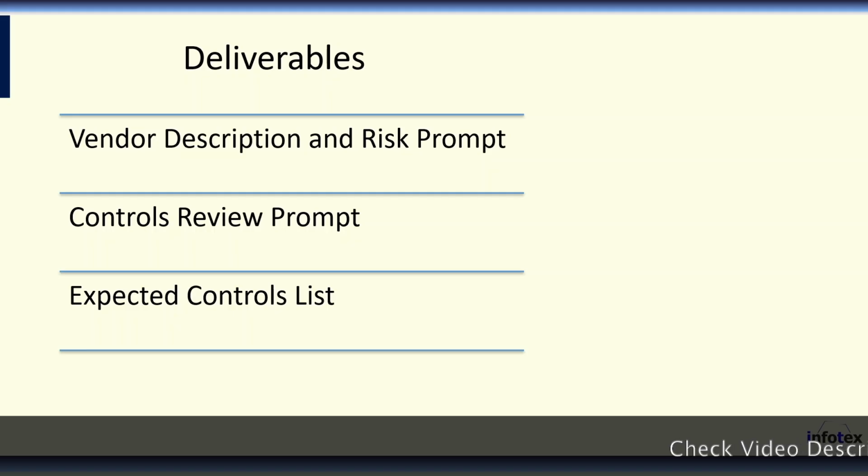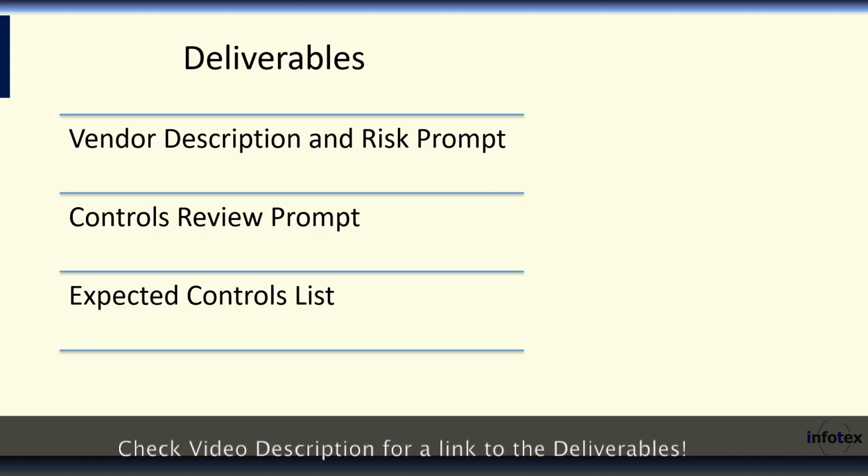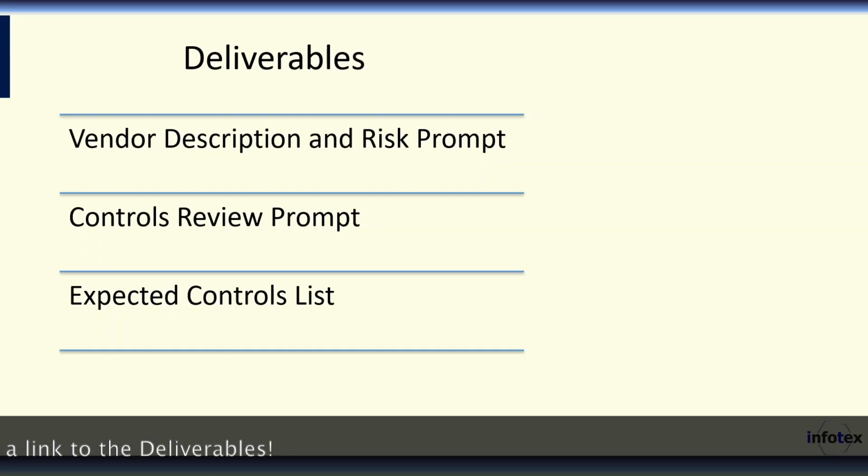The vendor description and risk prompt. Again, your information security officer will be providing the inherent availability and security risk. The controls review prompt, which is what we use to initiate the review in Copilot. And then the expected controls list, the list of the controls we expect to be in our report.